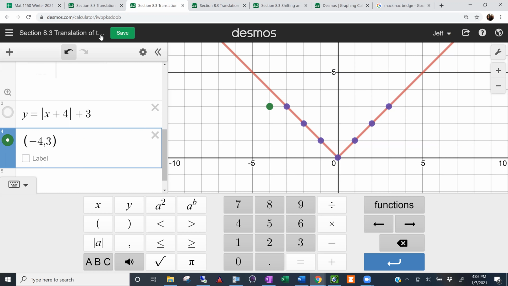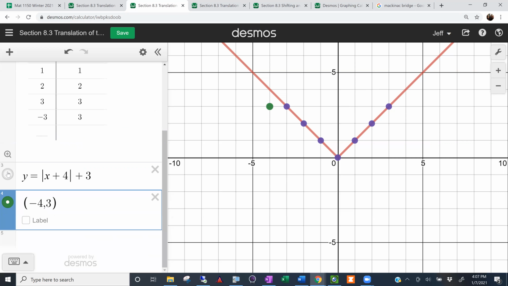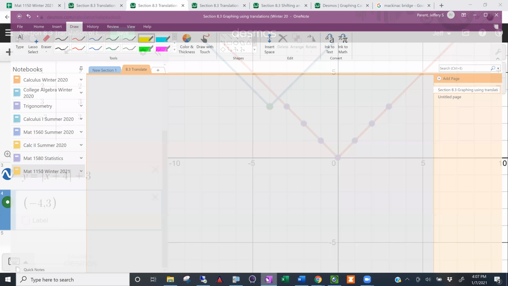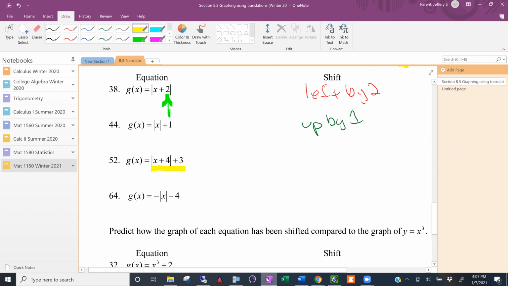Let's see if I hit it right. One more time. There we go. Beautiful. Exactly where we thought. Okay, so again, we need to take some notes here. So that was shifted to the left by 4 and right, there's going to be up 3. Nice.